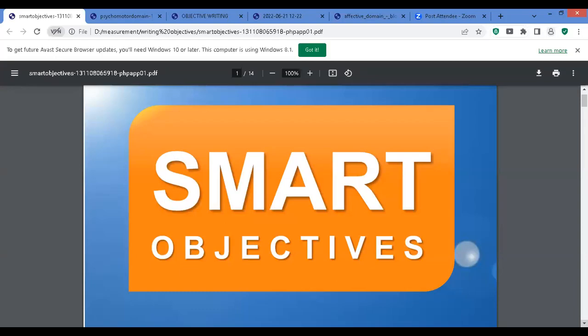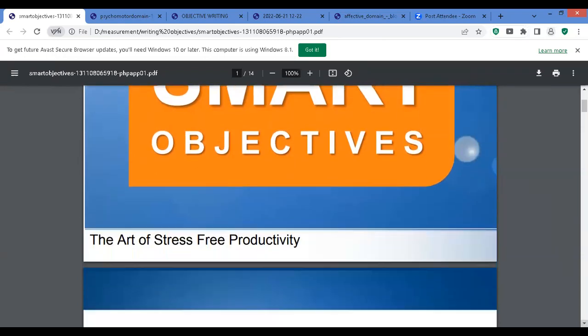Okay, let me share my screen with you, and the screen is still loading. Oh, it seems today I have poor internet connection. All right. Okay, we are there now.